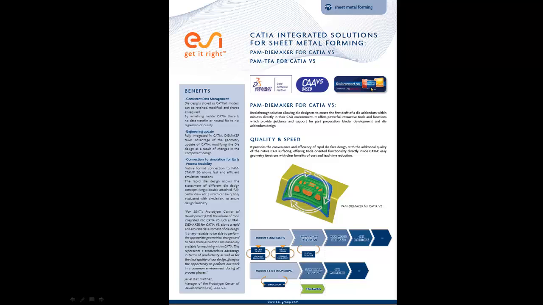process. The solution offers a set of powerful interactive tools and functions which provide guidance and support for part preparation, binder development and die addendum design. In this demo video we will illustrate the PEM Die Maker for CATIA V5 efficient workflow and functionalities from part definition to export to simulation for a half symmetrical double attached part.